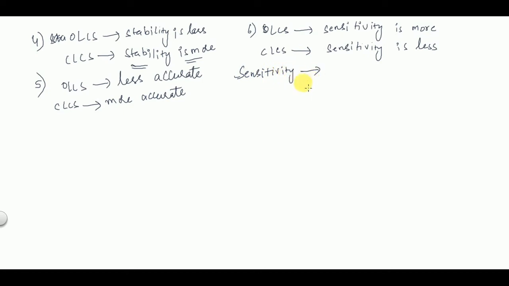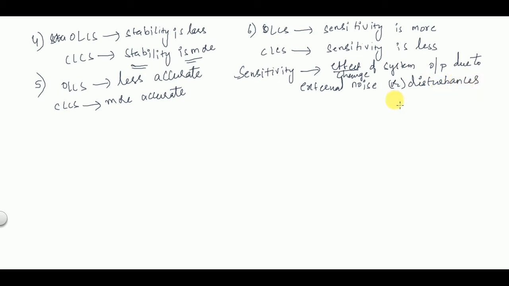Sensitivity is the effect of the system output due to external noise. So the change in the system output, we'll call that the effect or change in the system output due to external noise or any disturbances. If due to any disturbances or external noise the output changes rapidly, then we will call that sensitivity is going to be more.